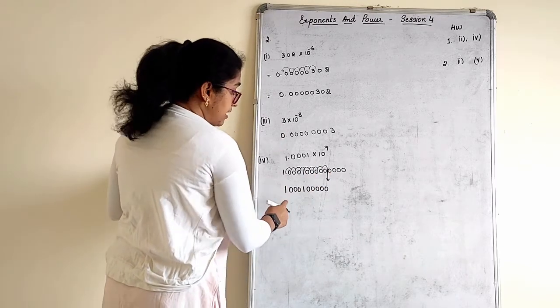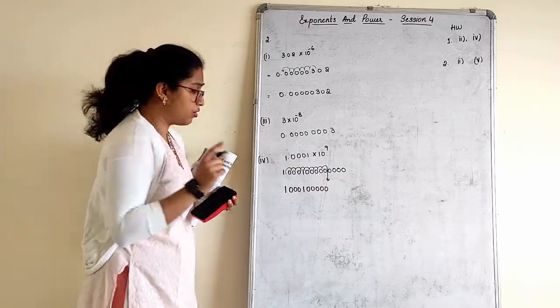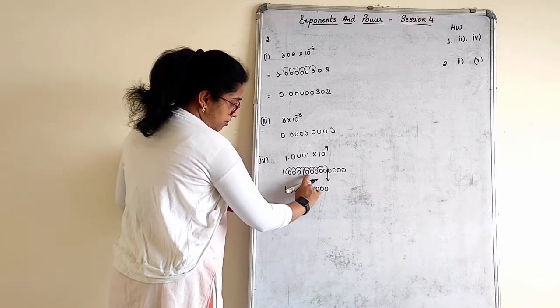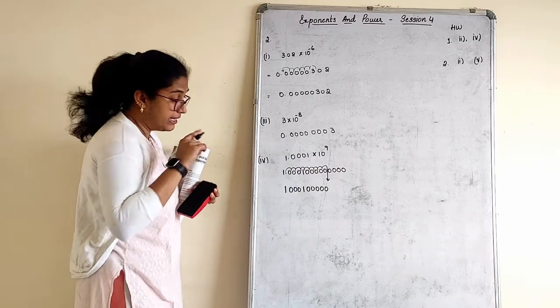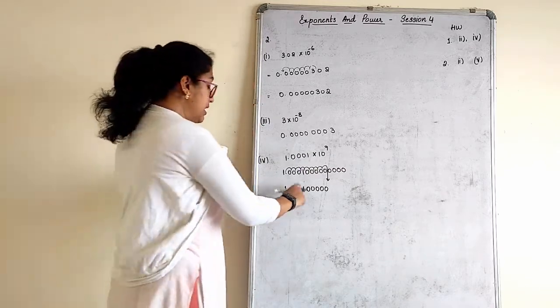Okay? So this is how you write. Understood how to write? Because if you just write it with decimal, you might go wrong. So this way, write the original number, put 9 zeros in the front. Then count 9 times. Shift that number 9 times. That is how you get it.